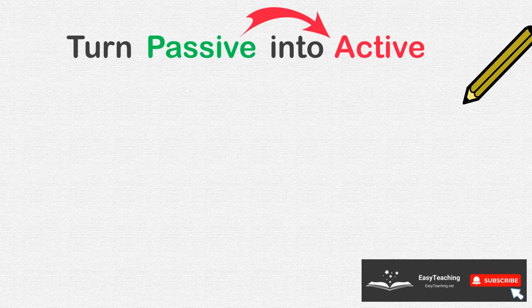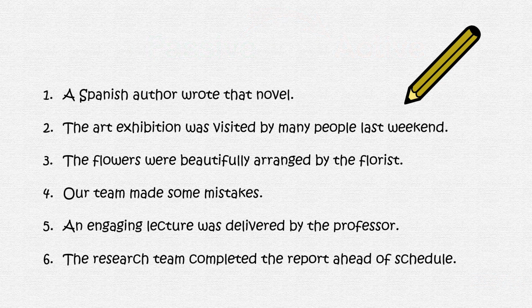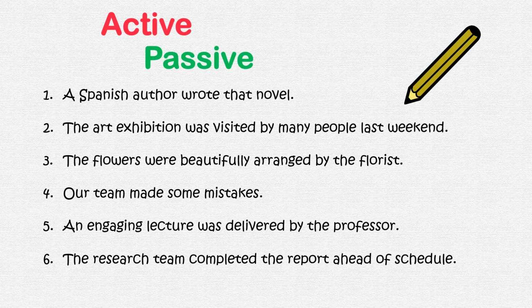Before we finish, here's an activity. Some of these sentences are written in active voice, and some are written in passive voice. Work out which is which. Rewrite the passive sentences in the active voice, and the active sentences in the passive voice. When you're writing in the passive, you might decide to leave out the agent.